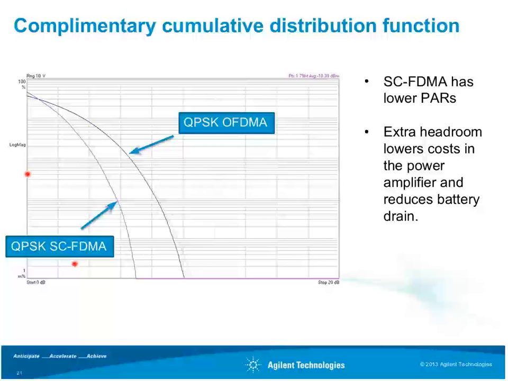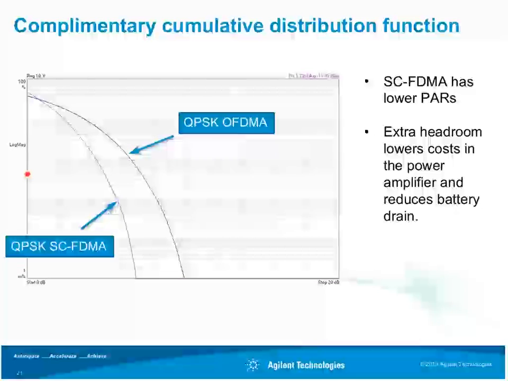So looking here, we can see that the single carrier FDMA curve has clearly lower peak to average ratios than the OFDMA, and there's several dB of extra headroom that in comparison could end up resulting in a lower cost power amplifier because of the less spectral regrowth, or perhaps there may be no or some less costly linearization techniques that may be required, which ends up lowering the power consumption and resulting in better battery performance.